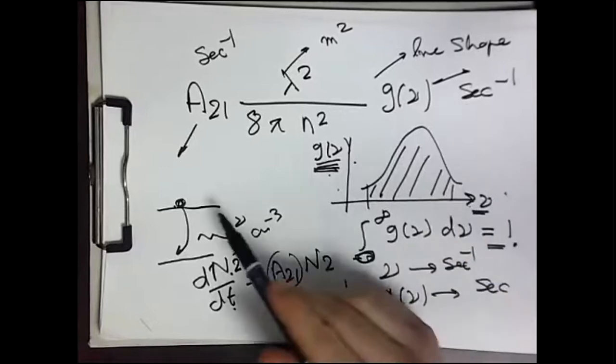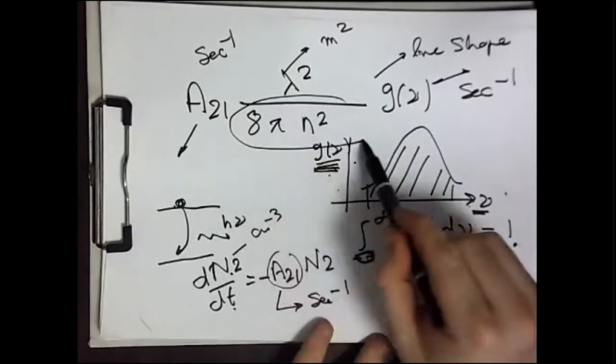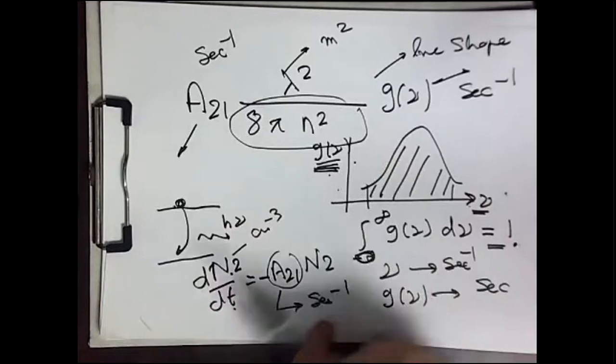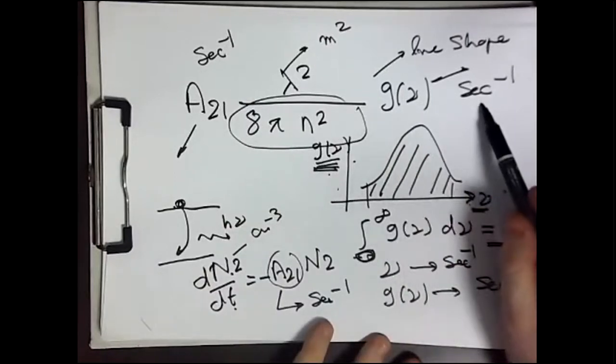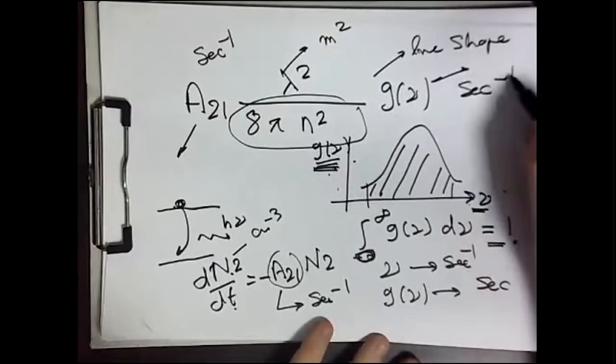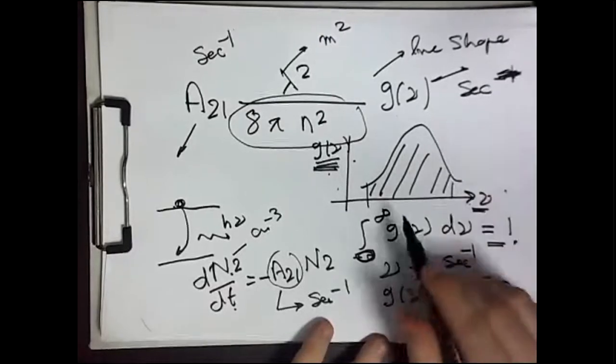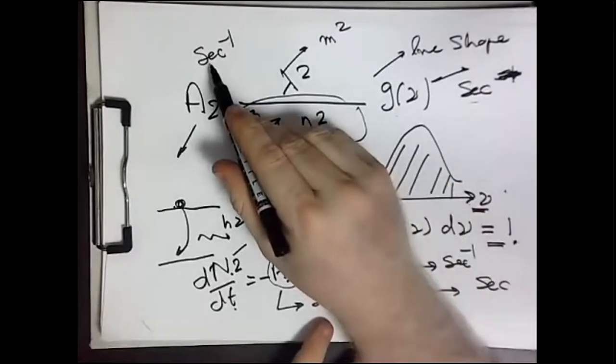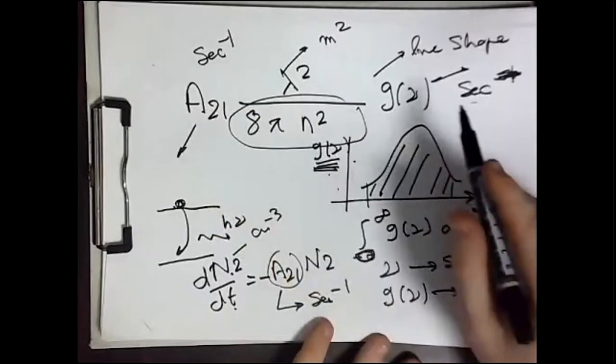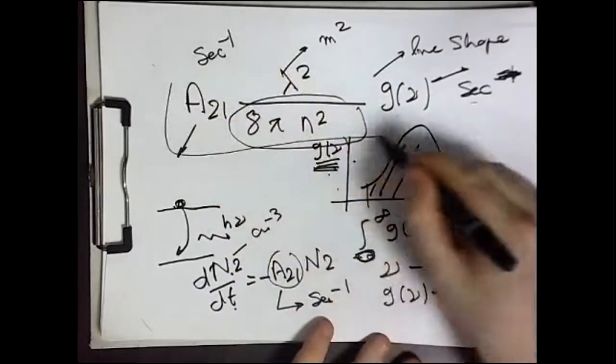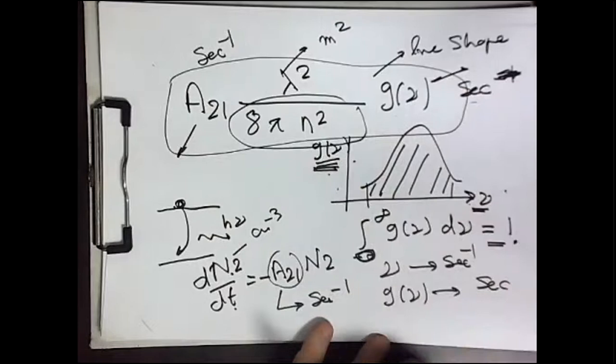Now you have, this is dimensionless, this is second minus 1, this is second. I'm sorry, this is second, not second minus 1. So they will be cancelled by each other. And then this term generally will have a unit of meter square, an area.